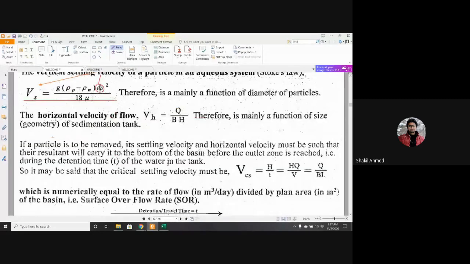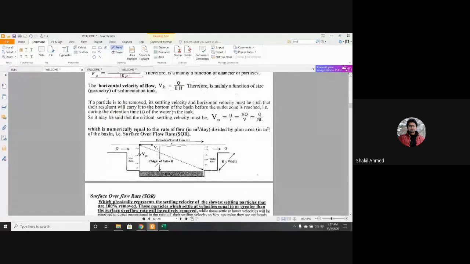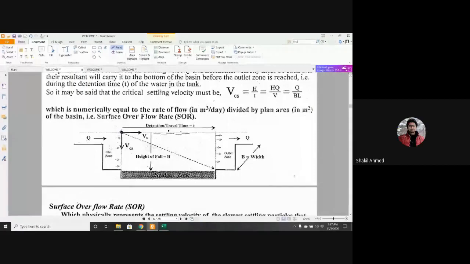Now look at this sedimentation tank. Guys, are you following me? Yes, sir. So this is the inlet zone. The water is entering, and here the water is getting out.